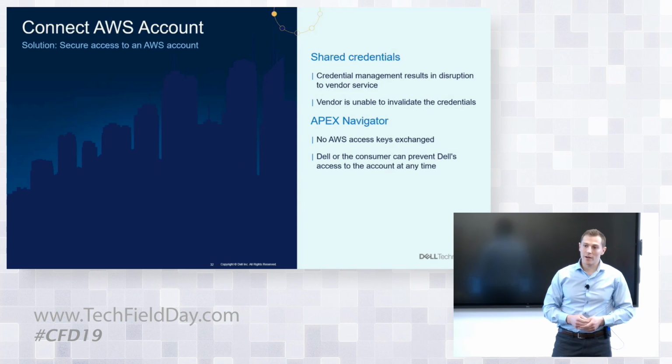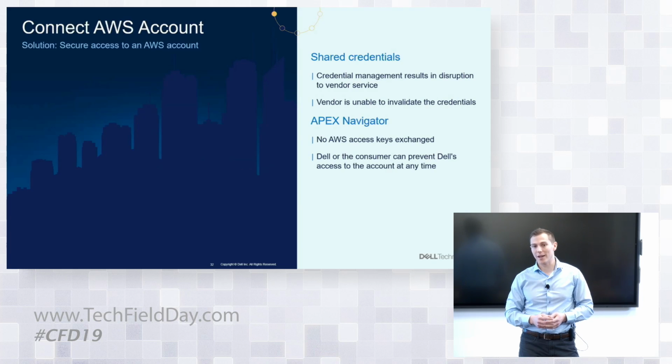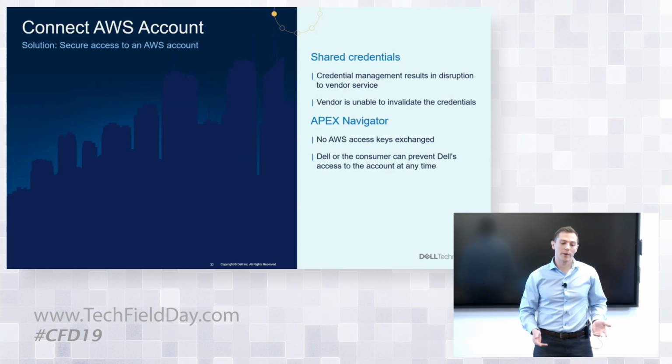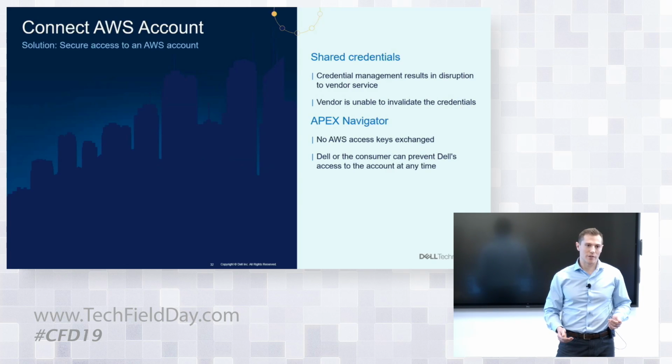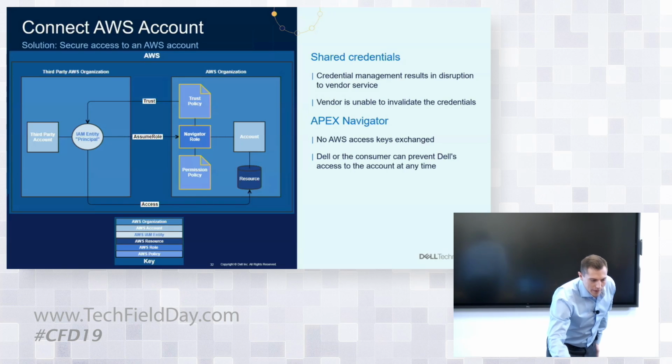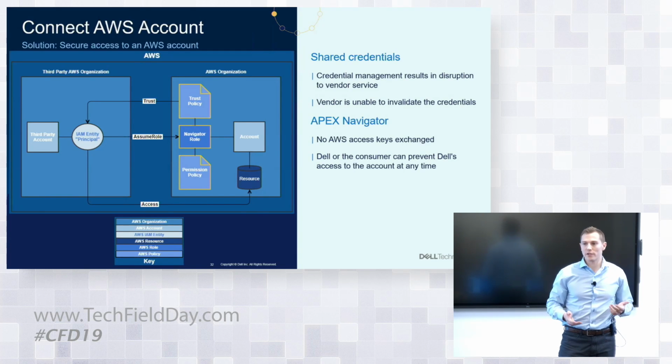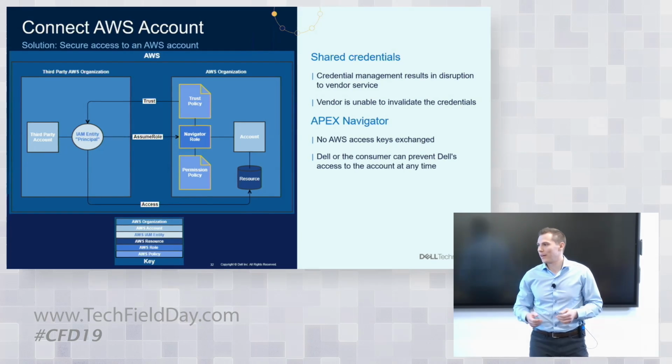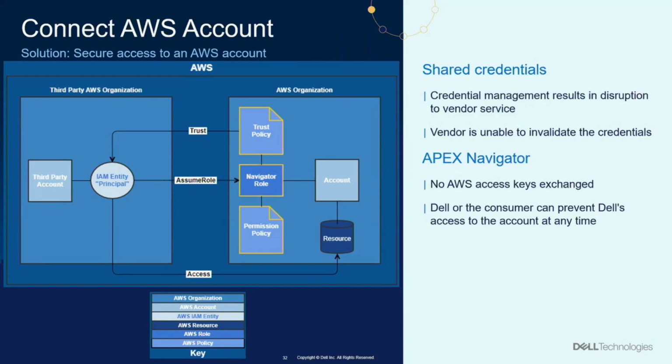With APEX Navigator, we look to solve this by leveraging AWS roles and policies, which means there are no AWS access keys that need to be exchanged. And Dell or the consumer can disable this access at any time. With that, I want to look at this component to provide a high-level view of the configuration needed and how we're accessing the AWS accounts.